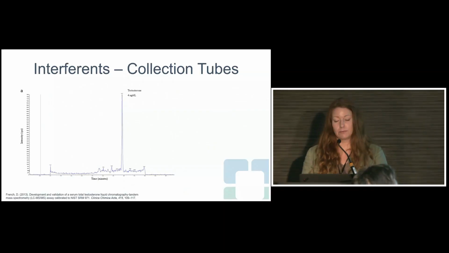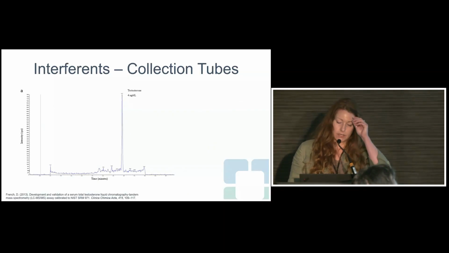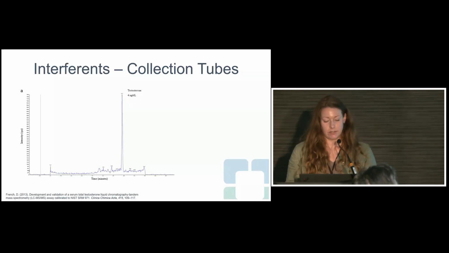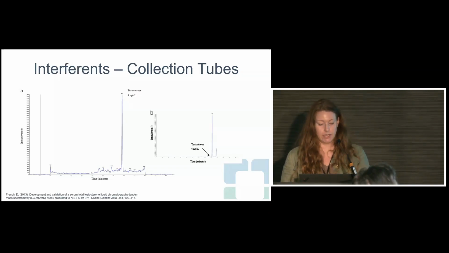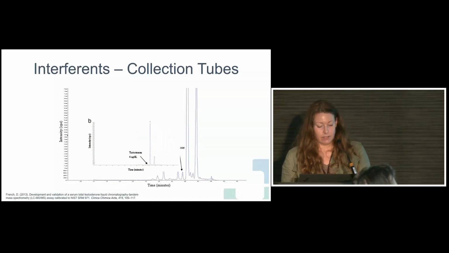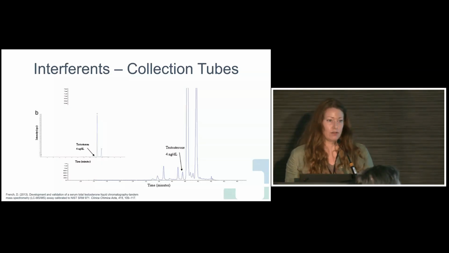We also experience interference with collection tubes. This is a snip from Deb French's paper in 2013. This is her 4 nanogram per deciliter testo peak. And this is the same concentration extracted from a sample collected in a serum separator tube. Here we can see the gradient separating out the interference from the testo peak, which is great. But it's just something to be aware of when you're collecting samples.